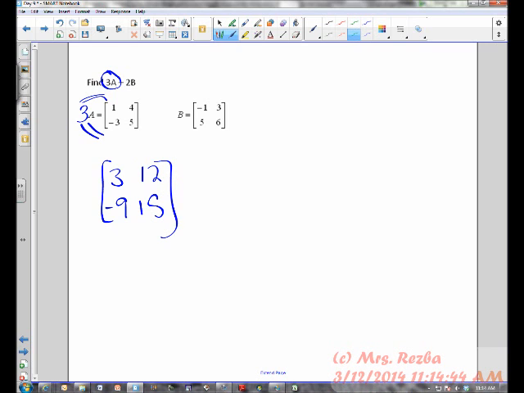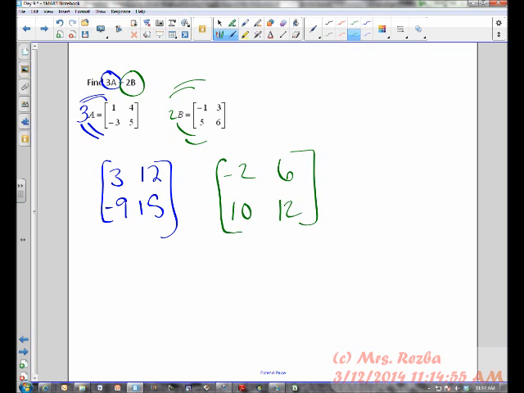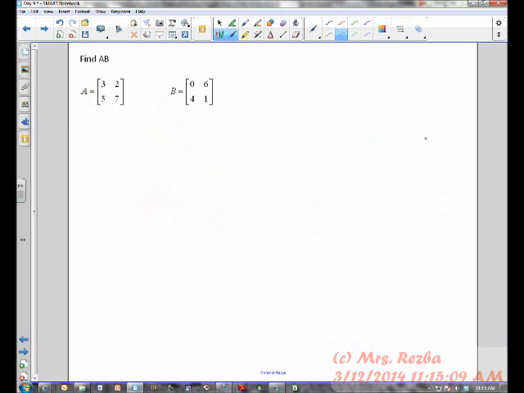Same thing is going to happen when we look at 2b. We want to take 2 and multiply everything in b by 2. So we're going to have -2, 6, 10, and 12. Now we're asked to do 3a minus 2b, so we can do that. 3 minus -2 is 5, 12 minus 6 is 6, -9 minus 10 is -19, 15 minus 12 is 3. So there is our answer.